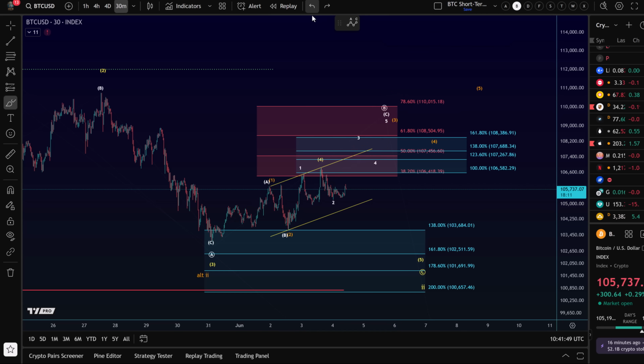So that means even if we see higher prices, which are absolutely still possible as long as we're printing higher highs, higher lows, the market could just be a B wave rally. It could just be a larger corrective rally, which would then eventually move down.